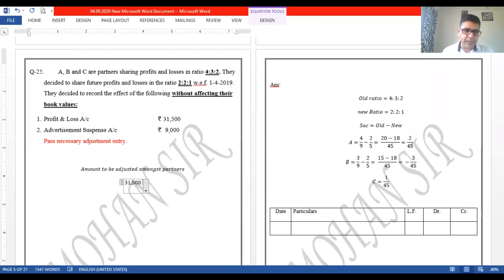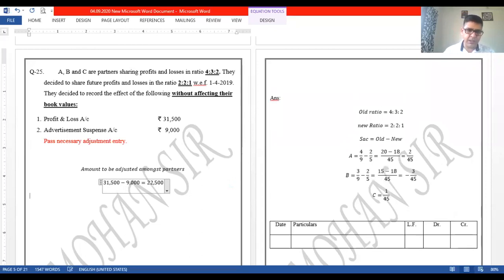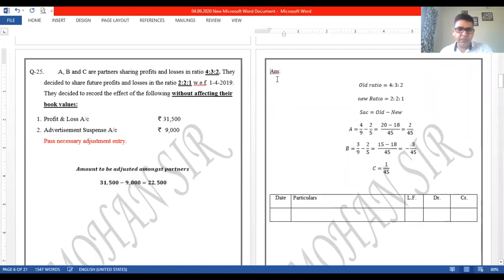The second amount to be adjusted, we can see that is advertisement suspense account. Okay, that's a deferred revenue expenditure, that is a loss basically. I shall deduct it from here and get the net amount to be adjusted as 22,500. Okay, so this is a very important point. Okay, easy and important, right? So 22,500 is the net amount to be adjusted among the partners.